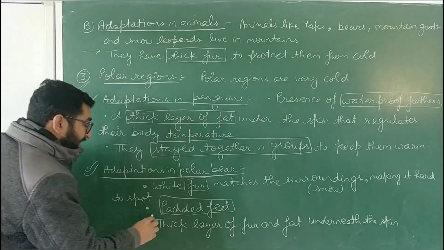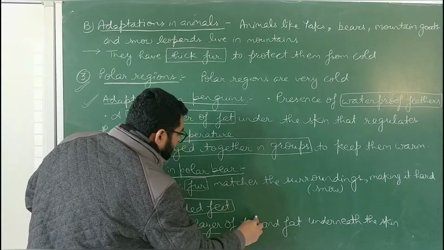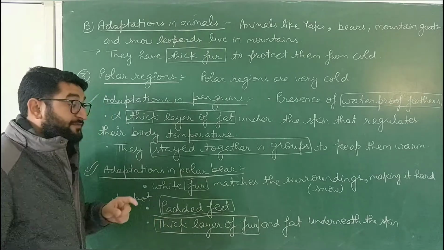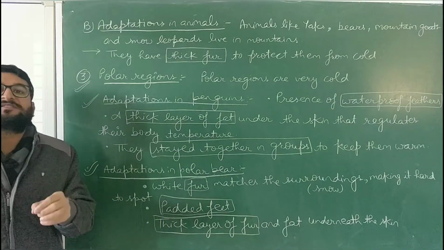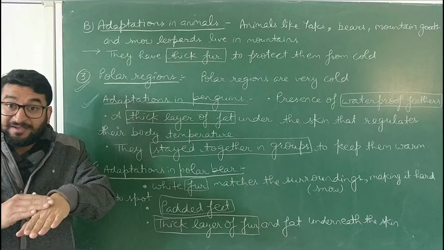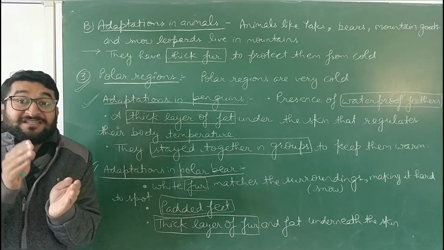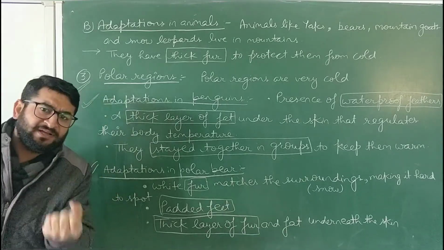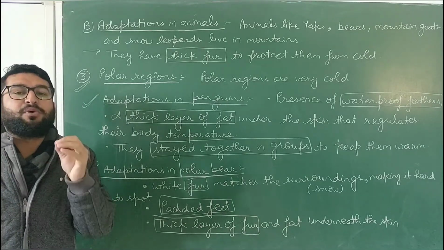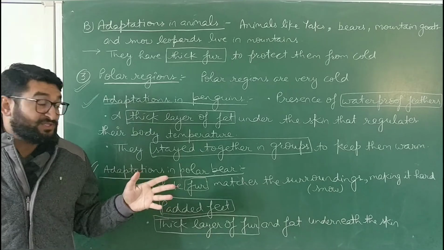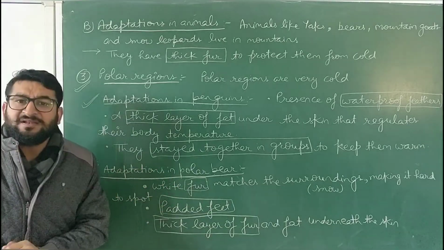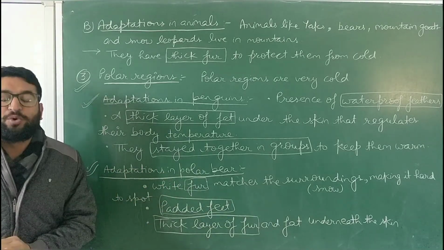Next and the last, it has a thick layer of fur as well as a thick layer of fat underneath the skin, underneath the upper layer. इसलिए polar bear काफी healthy होता है, because it has a thick layer of fat inside its body, and fat is an insulating covering. It does not allow the body heat to lose. So these are the adaptations in the animals which are found in the polar regions.